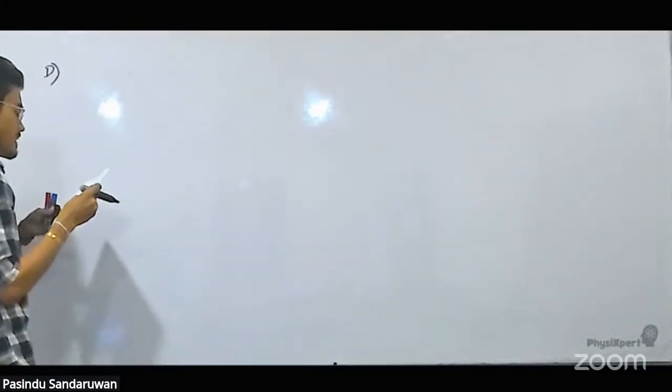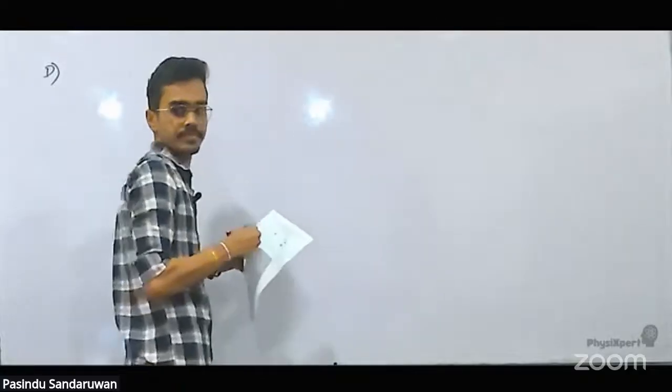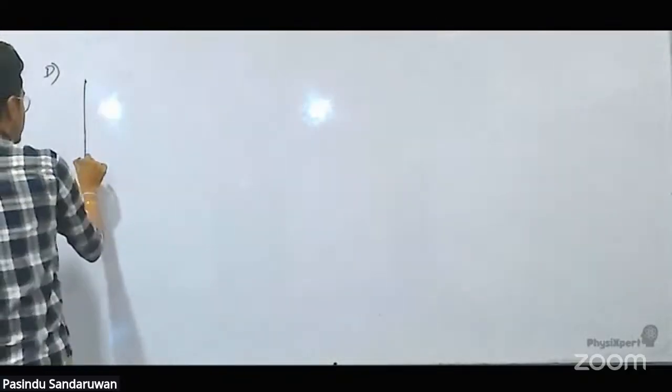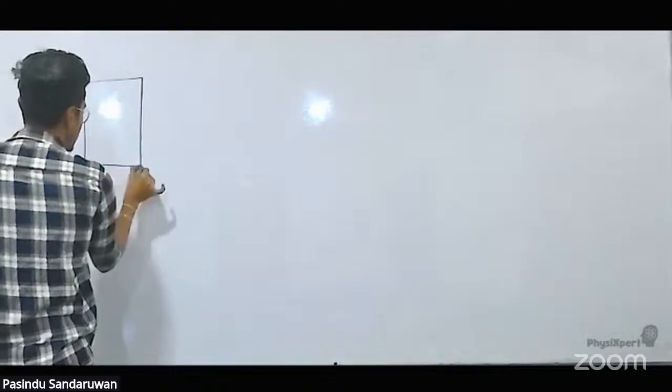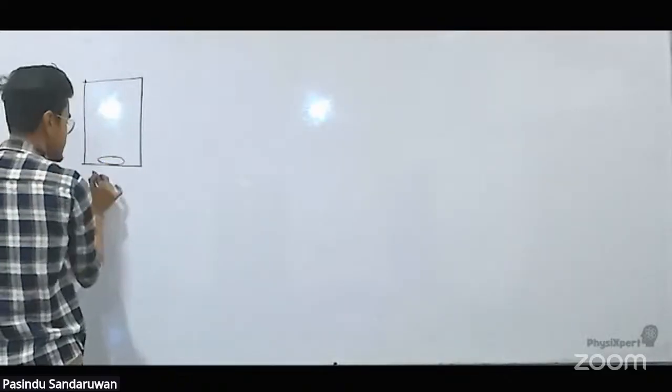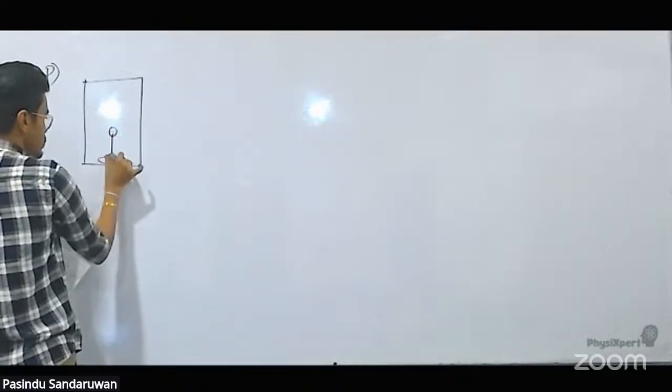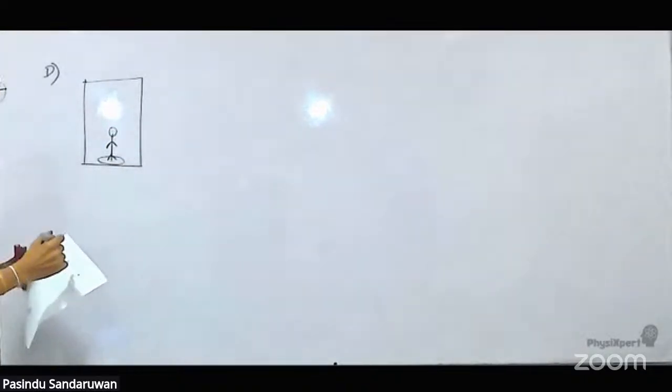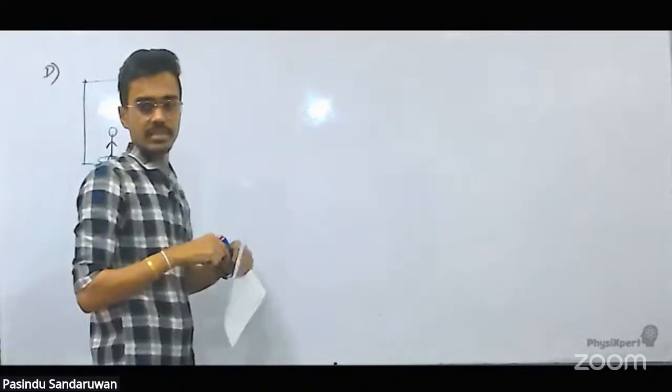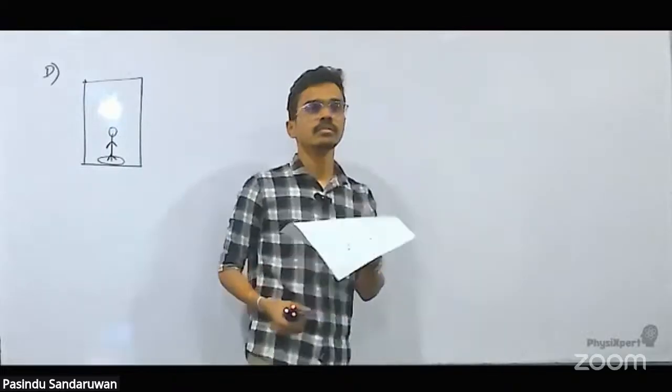A man of mass 70 kilograms stands on a weighing balance inside an elevator moving vertically upwards. Okay, let's assume this as the elevator. So the weighing balance is this. Let's say this is the weighing balance and this person stands on the balance. You know what weighing balances are, right?